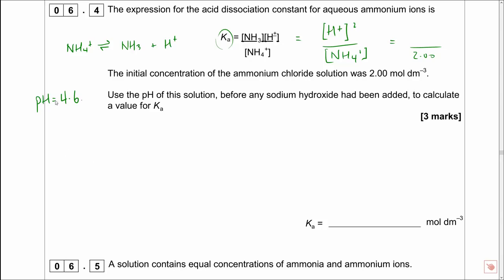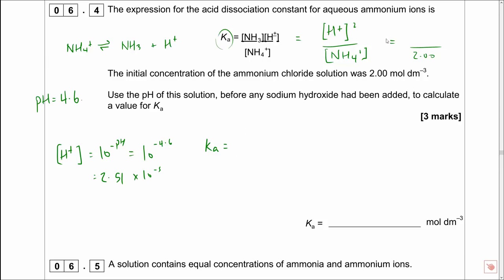pH of 4.6. Well, I need to work out my hydrogen ion concentration. So same as before, it's going to be 10 to the minus pH. It's going to be 10 to the minus 4.6. And that's going to give me a hydrogen ion concentration of 2.51 times 10 to the minus 5. Whack that into here.